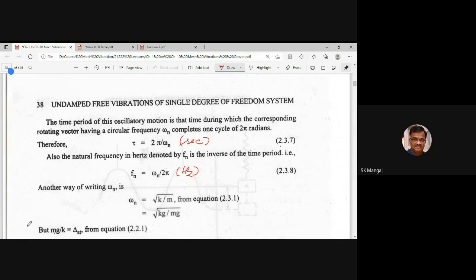Now you have already seen that our omega n is given by square root of k upon m. If I multiply this equation on both sides, it becomes k into g divided by mg. And you know that mg upon k is given by the static deflection. So I can write k upon mg is equal to 1 upon delta st.